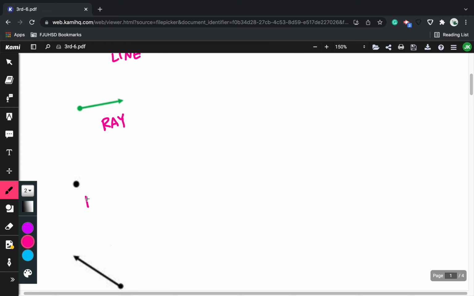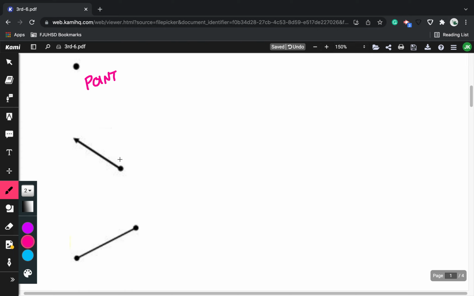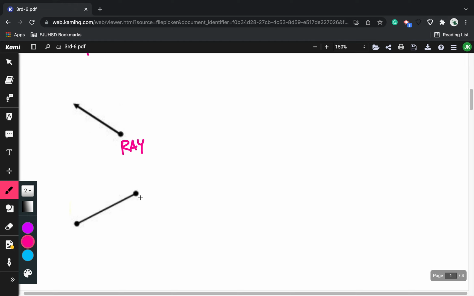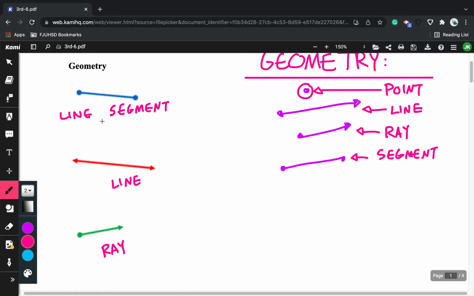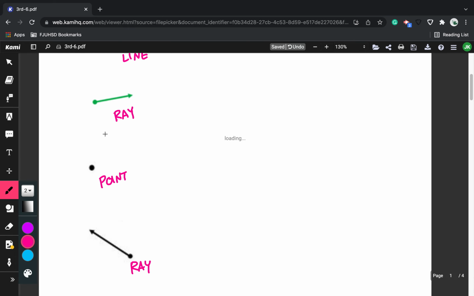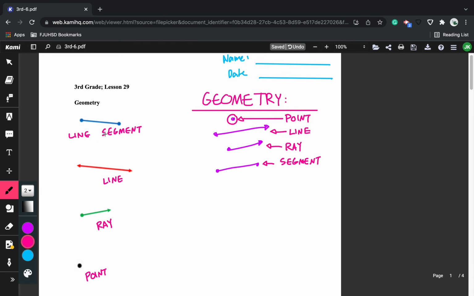If it's just a point, it's just a point. If it's just a dot like that, it's a point. This one part's also going infinite, but one is just not infinite, a point basically. So that's a ray. And again, these have points on both sides, so this is a line segment, or just a segment. Okay, so I basically did the first page for you guys. Learn this part, geometry.